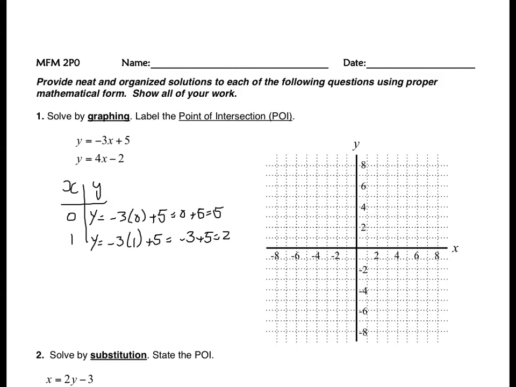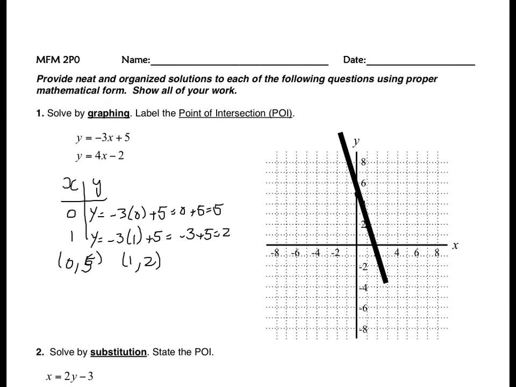So the 2 points that I have to draw are 0 and 5, and point 1 and 2. So going to the graph, point 0 and 5 is going to be somewhere around here, and point 1 and 2 is going to be somewhere around here. Now I'm going to use a ruler and I'm going to draw a line. As you can see, the line is drawn going through the 2 points.